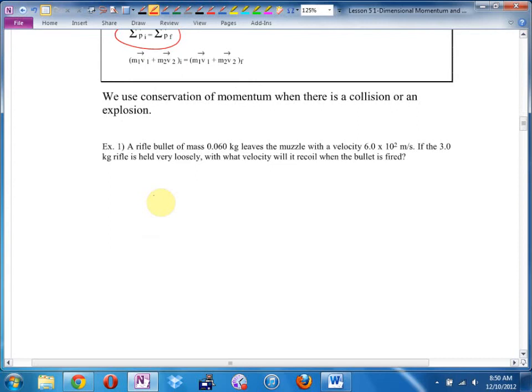Example 1. A rifle bullet of mass 0.06 kilogram leaves a muzzle with a velocity of 6 times 10 to the second meters per second. If the 3 kilogram rifle is held very loosely, with what velocity will it recoil when the bullet is fired? Is there a collision or an explosion? An explosion. That's what a rifle is. This looks like a job for momentum. First thing I'm going to do is write down the sum of the momentum beforehand equals the sum of the momentum afterwards.